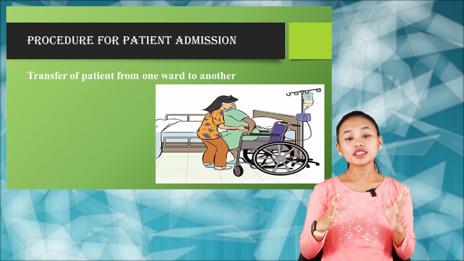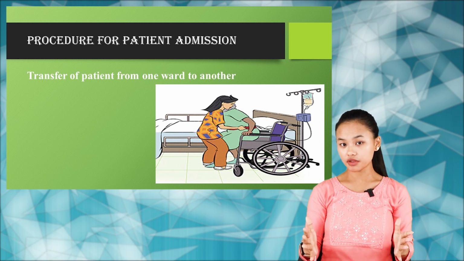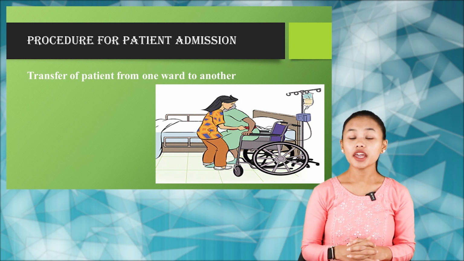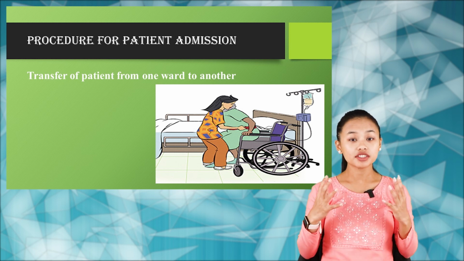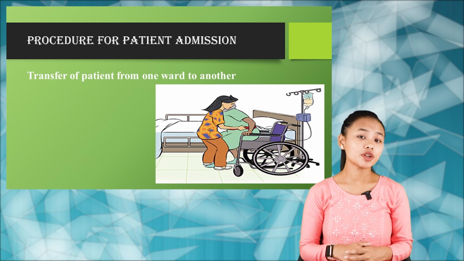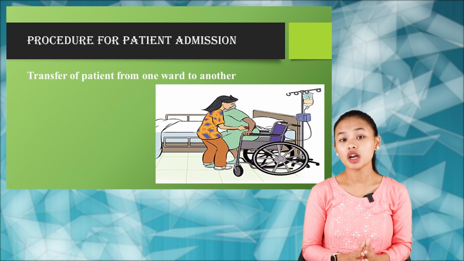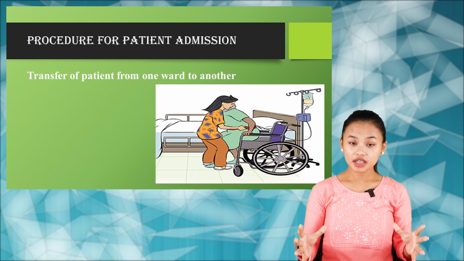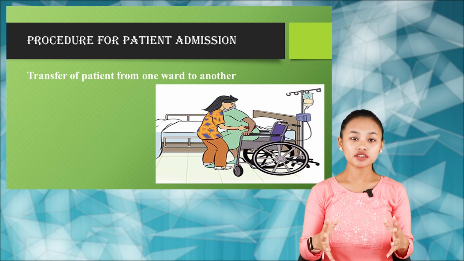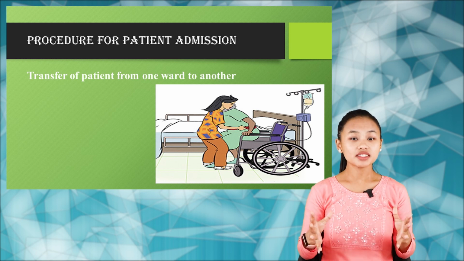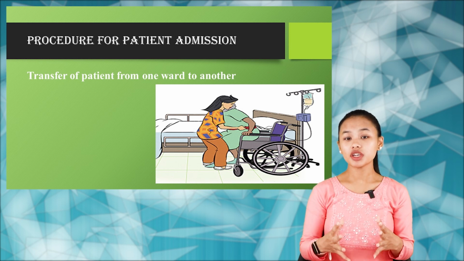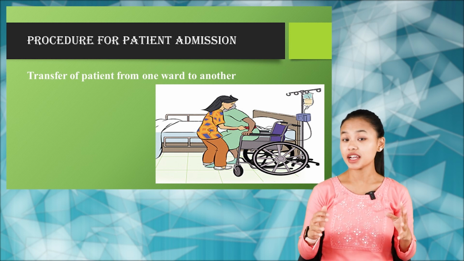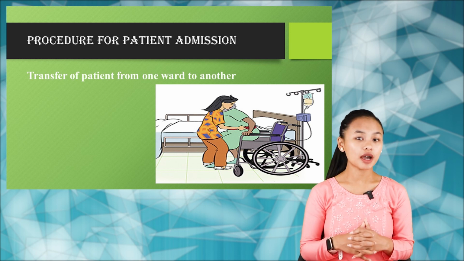And the last one here is the transfer of patient from one ward to the other. This transfer can only be done if the doctor has advised or has ordered to do so. So before you transfer the patient from one ward to the other, you must make sure that all the charts are up to date. You must also make sure that the medicines, all the lab reports, and the x-rays are also sent along. As a nurse, you must also communicate the purpose of transferring the patient from one ward to the other in order to reduce the anxiety level of the patient as well as the family members.